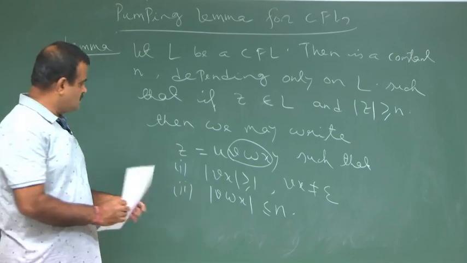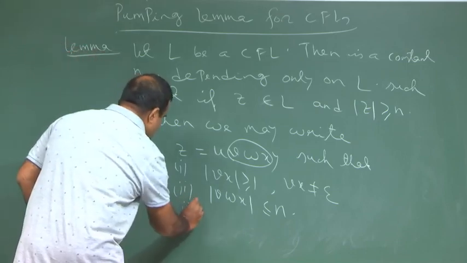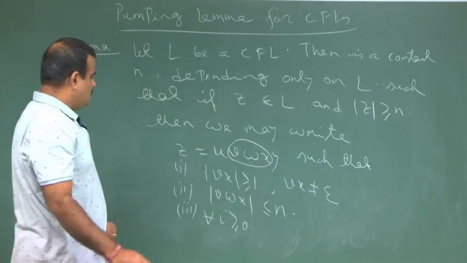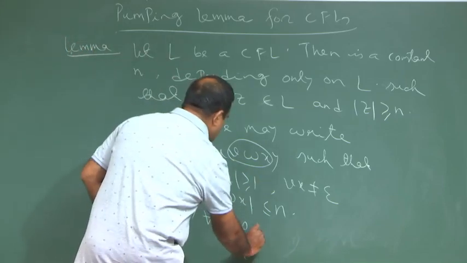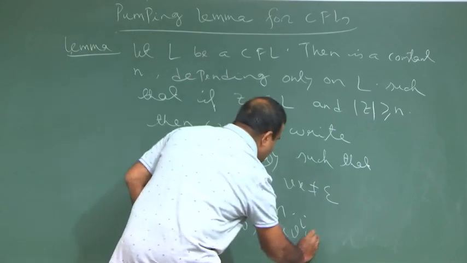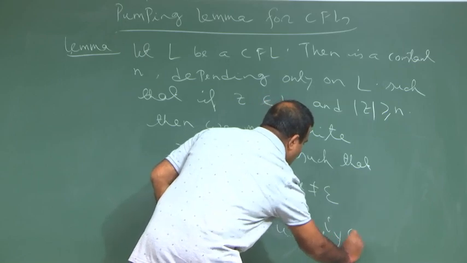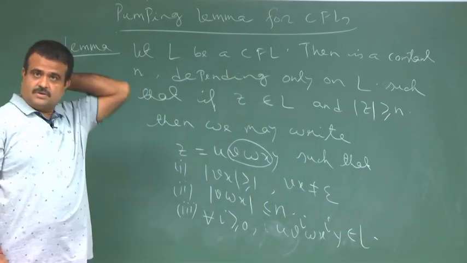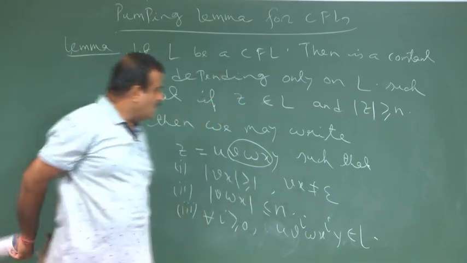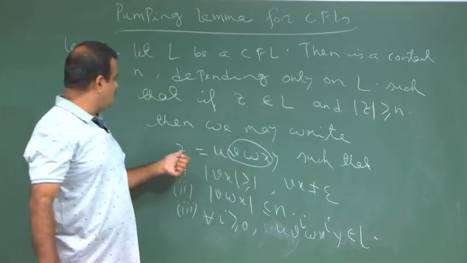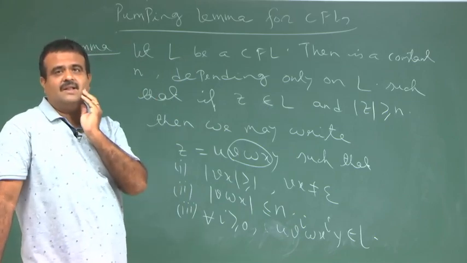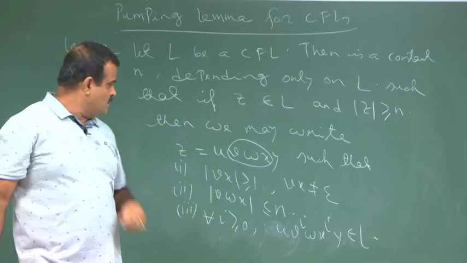Then this is the necessary condition, that for all i greater than or equal to 0, we can pump there. I mean u v to the power i w x to the power i y belongs to L. This is for all i, including i equal to 0. If i is equal to 0, v and x won't be there, u w y will be there. If i is 1, that is our z. If i is 2, and so on. This is very similar to the pumping lemma of the regular language. We can pump there. Okay.